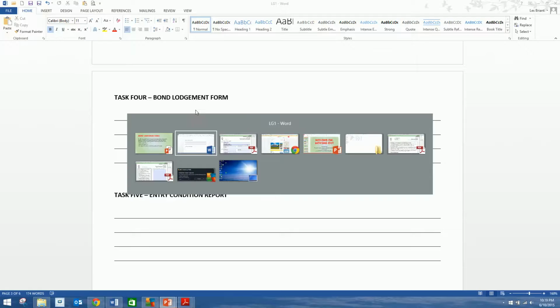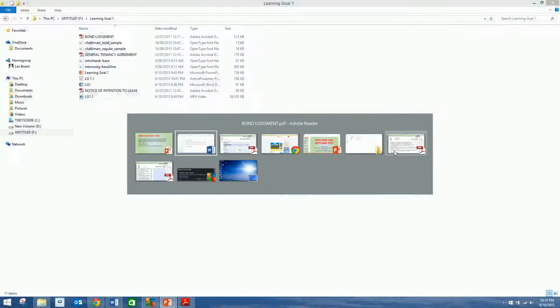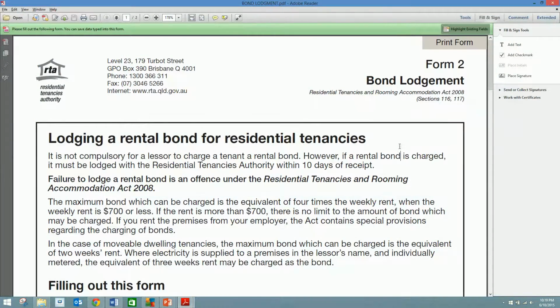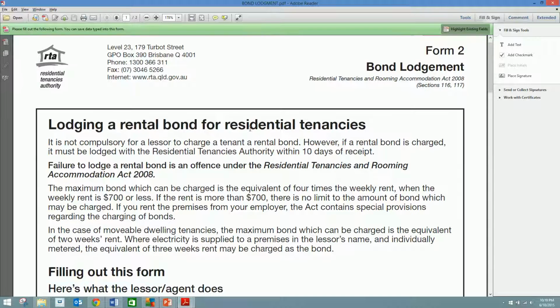Okay, let's have a look at a bond lodgement form. So remember, bond is usually 4 weeks rent, and that's sort of protection for the landlord in case something goes wrong. If you don't pay your rent, or if you damage the property, they can apply to use the bond to recover their costs.